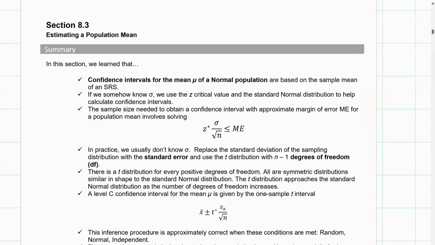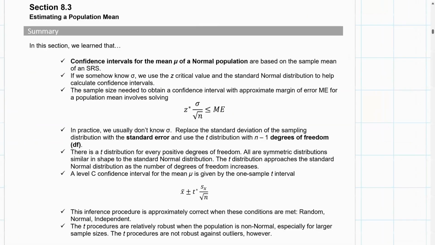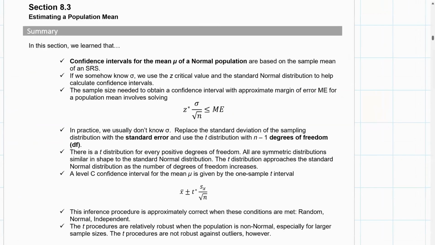And that takes us to the summary of what we've learned in section 8.3, where we've learned the new test statistic T. We've learned how to do confidence intervals with that T, and we learned about how to read the T table to find T star values.